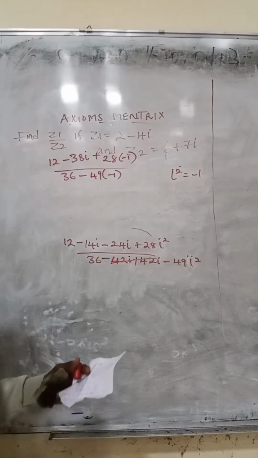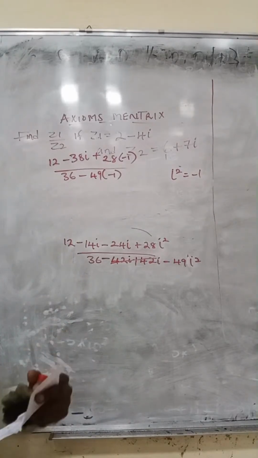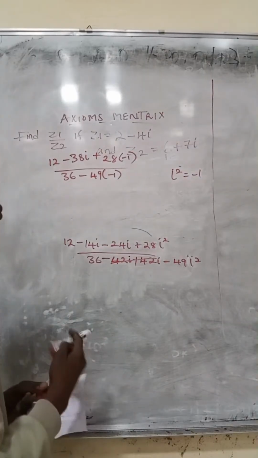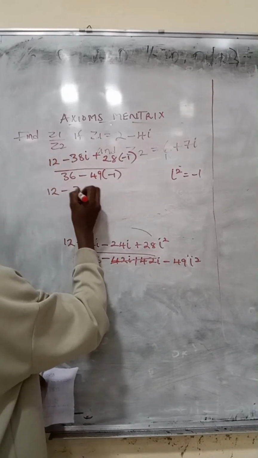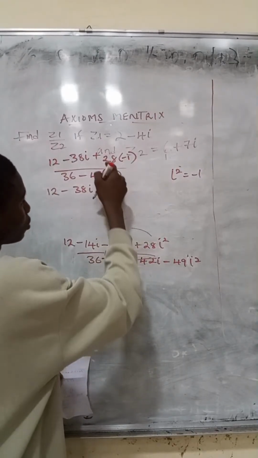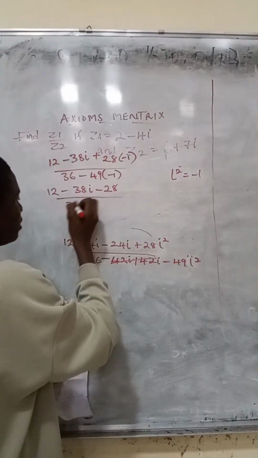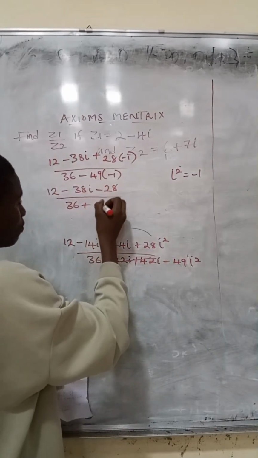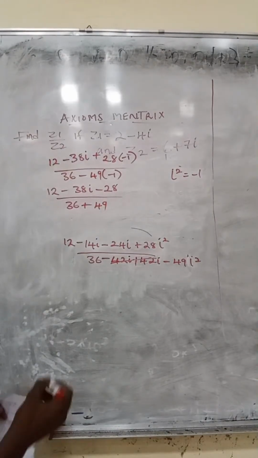We are moving. So now let's go. I believe you understand till this point. You understand? Just a step-by-step procedure that you just need to follow. So that's why I say you just need to keep jotting so you can use it for reference. So from this point, I'm going to be having my 12 minus 38i plus minus is going to give me minus 28 times 1 is going to give me 28 all over 36 plus this plus this is going to give me 49.